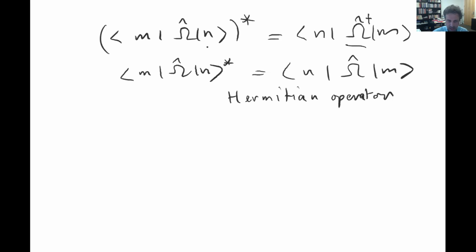So an operator like the Hamiltonian is, in most situations, a Hermitian operator, because it must produce a real eigenvalue that has meaning. Okay, so that's why I'm pointing this out.